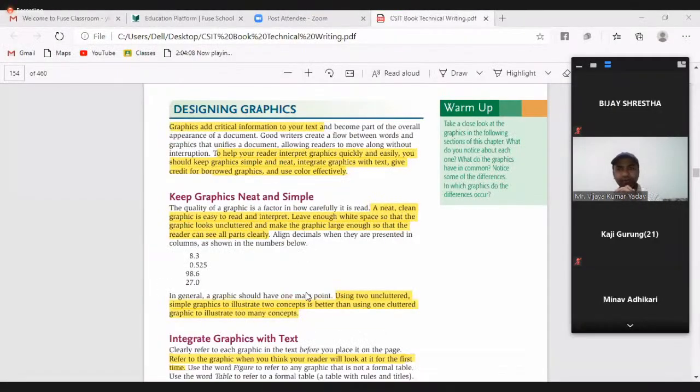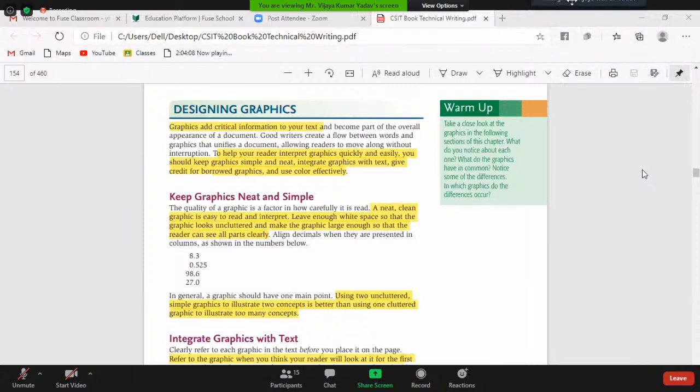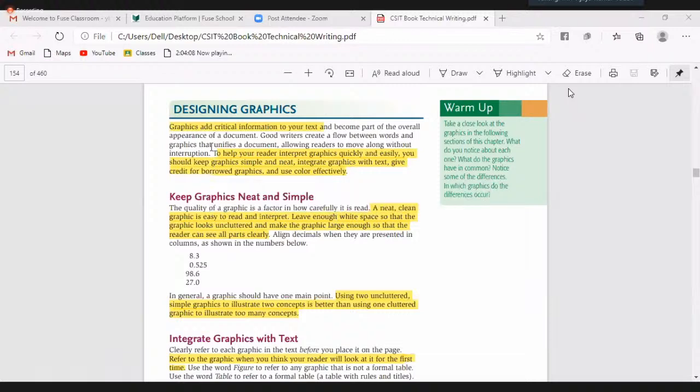So this question can be asked. How can we design graphics in a technical document? Discuss. Okay, this question can be asked. Theoretical question only. Actually, graphics add critical information to your text.